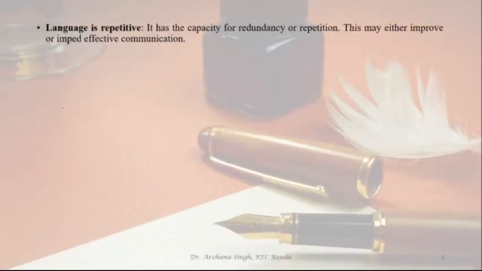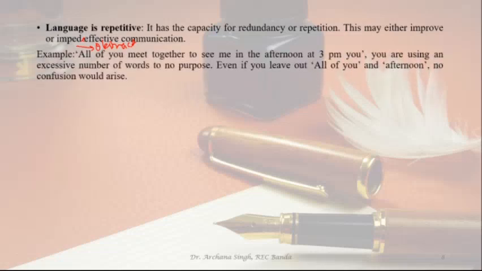The next characteristic of language is that language is repetitive. It means it has a tendency of redundancy. Redundancy means the repetition of certain words or phrases or an idea. This may either improve or impede effective communication. Impede means it obstructs effective communication. For example: all of you meet together to see me in the afternoon at 3 p.m. Here you're using an excessive number of words to no purpose.